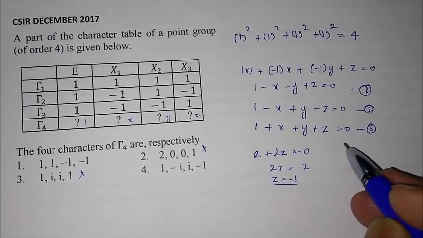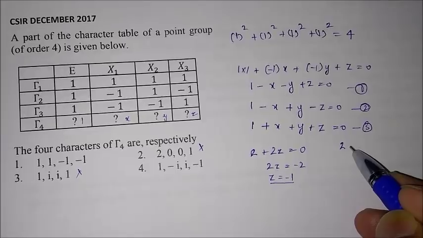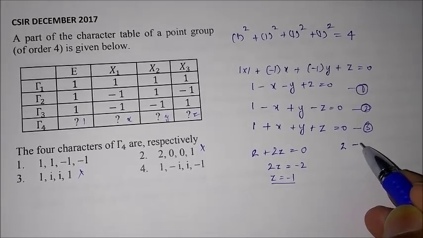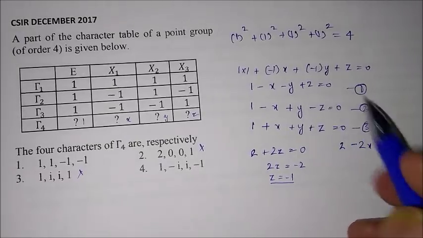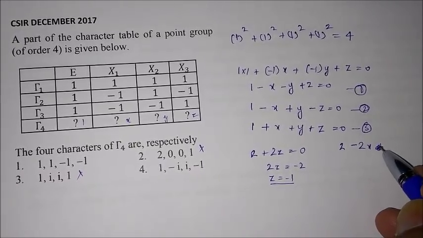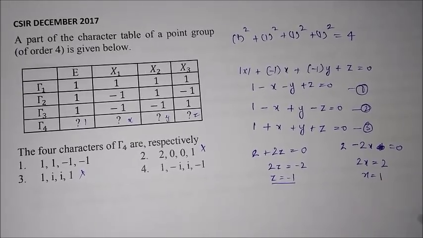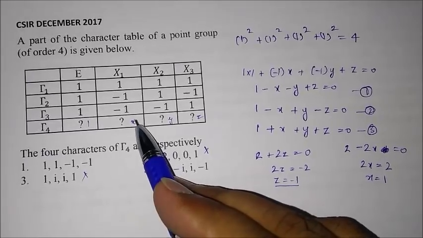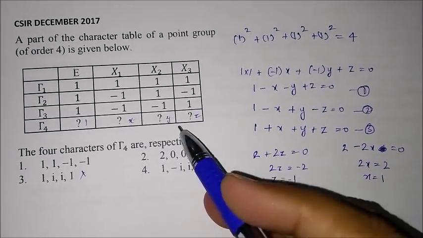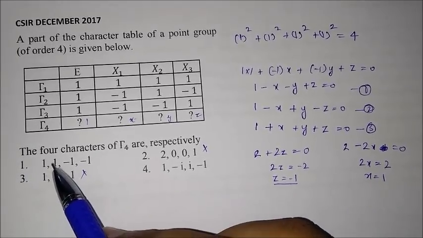And when you add them, what you will get? You will get 1 plus 1, that will be 2, and minus 2x, okay, plus, y will be cancelled out and z will be cancelled out, and it is equal to 0. So 2x will be equal to 2 and x will be equal to 1. So here it should be 1. So what you have got is 1 for x, y we don't know. So in option 1 you are getting 1 at the place of x.